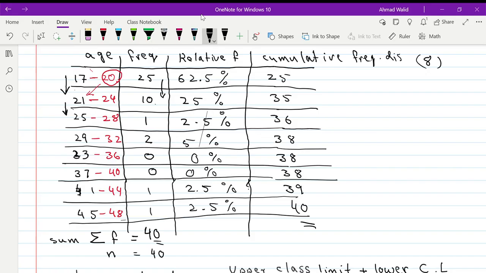In this lecture, you learned three things: how to create a frequency distribution table and count your frequencies, how to find relative frequency, and how to find cumulative frequency in your table.